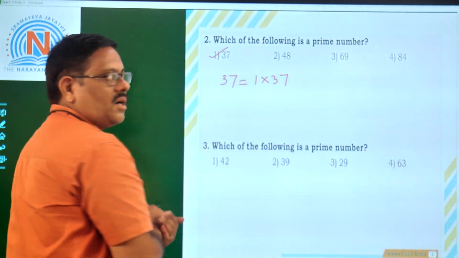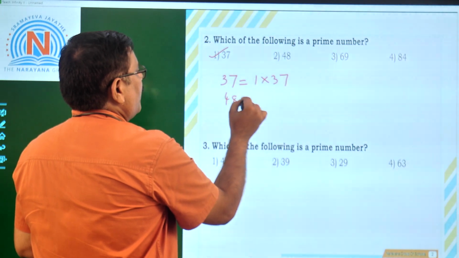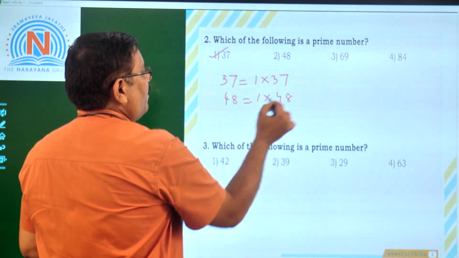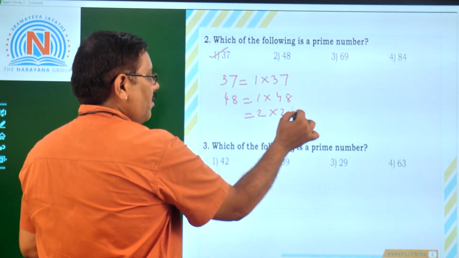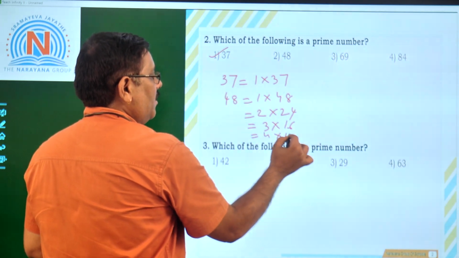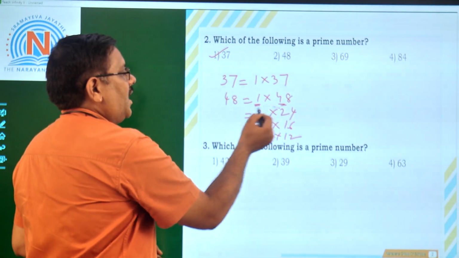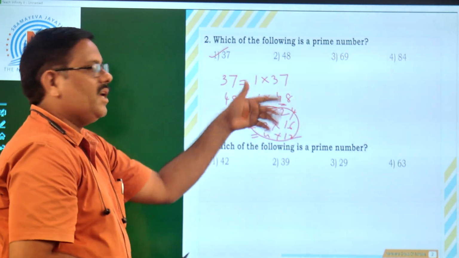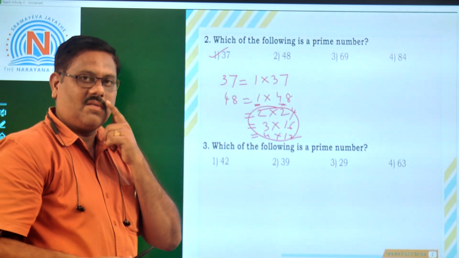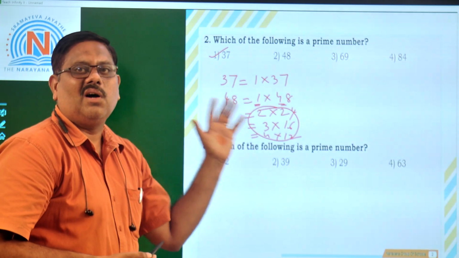Let us verify the other options. 48: 48 can be written as 1 into 48, and we can also write it as 2 into 24, 3 into 16, and 4 into 12. Many are there. So in addition to 1 and itself, we have many other factors for 48. So 48 is definitely not a prime number. It is a composite number.